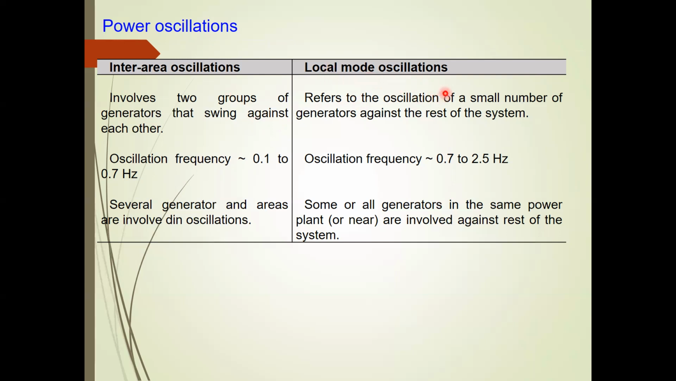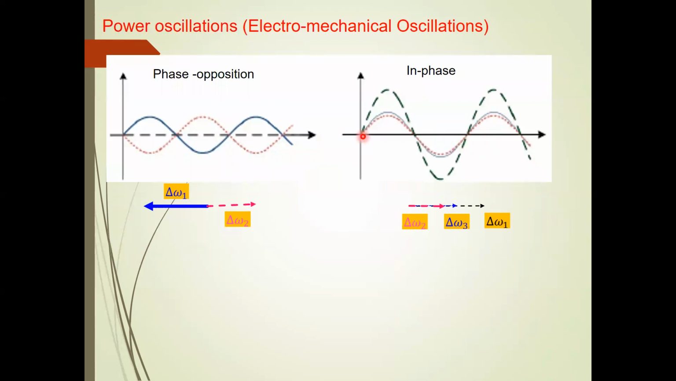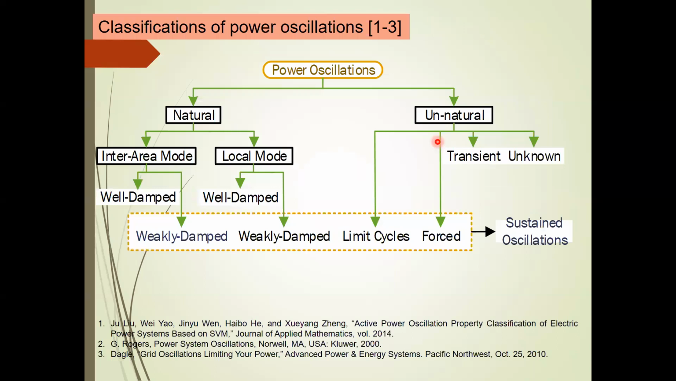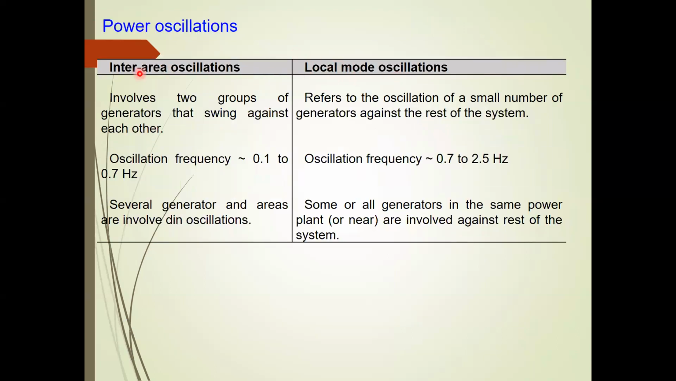But for local mode of oscillations, we have oscillations in a few sets of generators. Let's say you have 4 or 5 generators in one power plant, and we observe oscillations in these sets of generators, and they oscillate against the rest of the network, against the rest of the system. And in these cases, we normally observe that when we have all these generators in one power plant, their oscillations are more or less in the same phase. That is the peculiar property we observe between the two modes, local mode and inter-area.